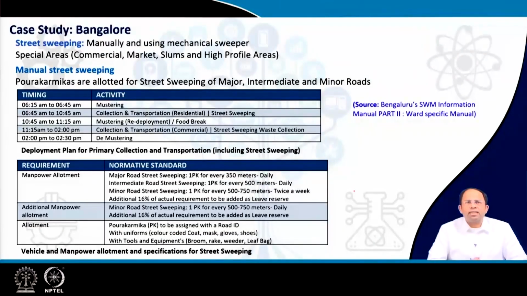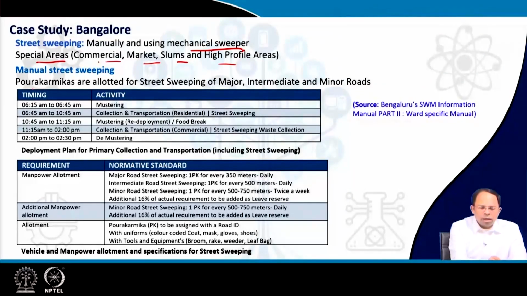So we will do a quick case study of Bangalore. Here both manual and mechanical sweepers are employed. Special areas are also covered, like commercial areas, markets, slums and high profile areas, for street sweeping services in addition to the streets.